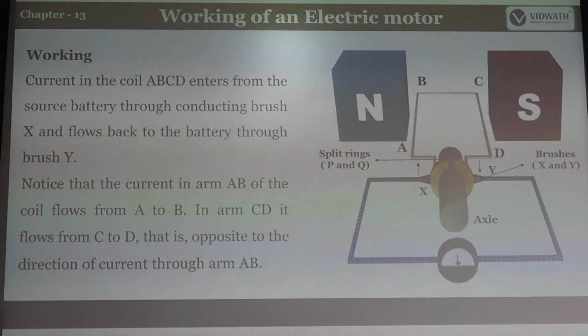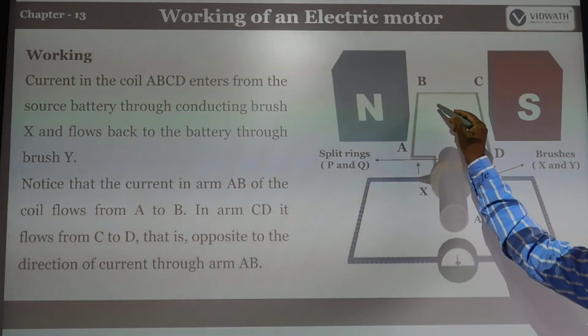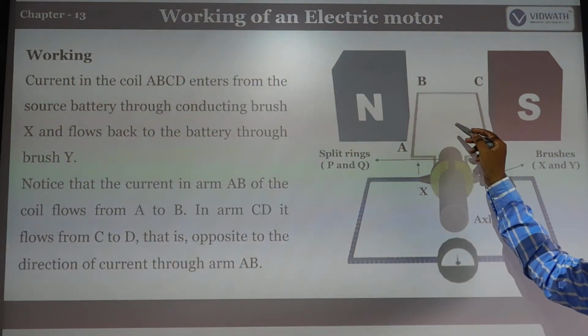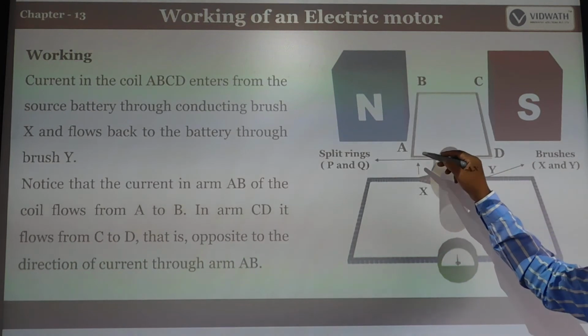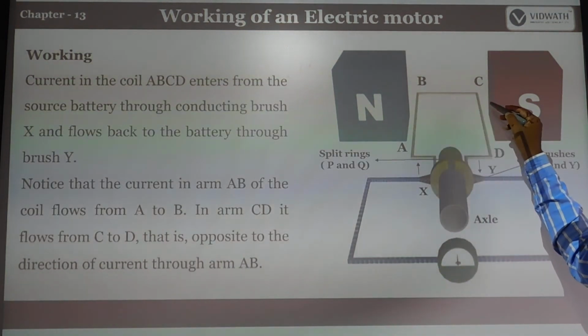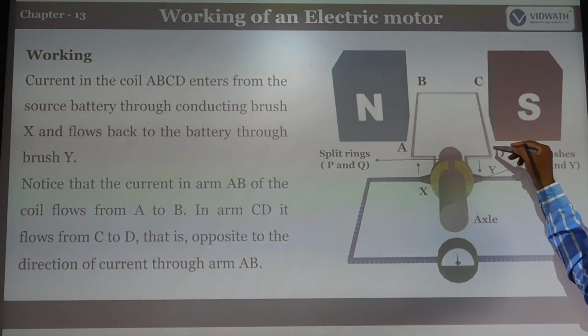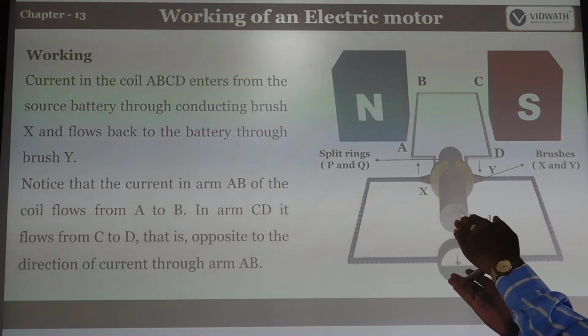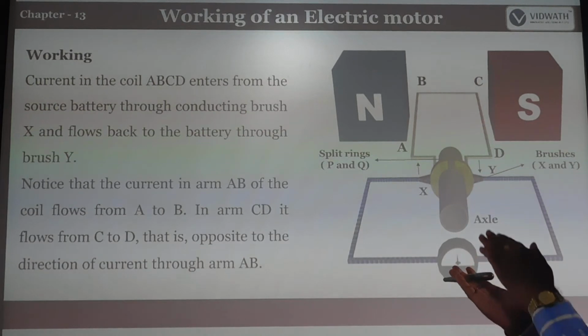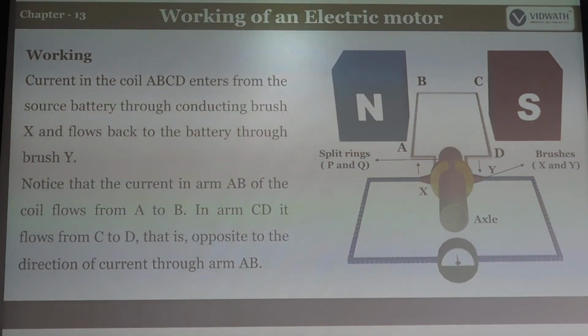Notice the current in the arm AB of the coil flows from A to B. So when the current is passed on the AB arm, what happens? In the arm CD the current flows from C to D, that is the opposite direction. So AB should be the upper arm and CD should be the lower arm.